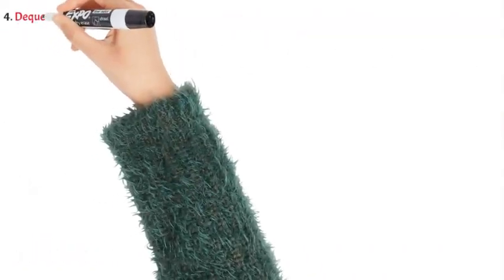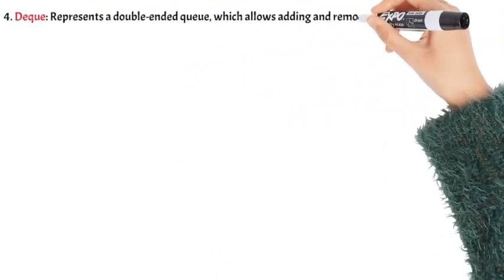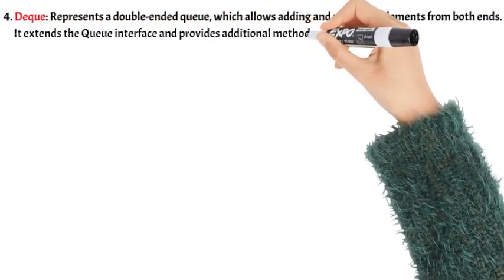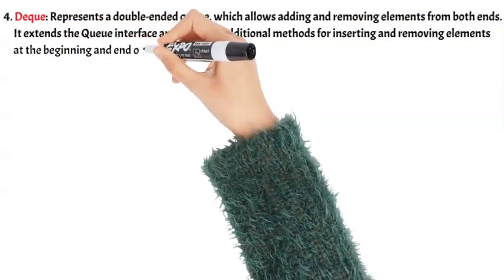4. Deque represents a double-ended queue which allows adding and removing elements from both ends. It extends the Queue interface and provides additional methods for inserting and removing elements at the beginning and end of the deque.